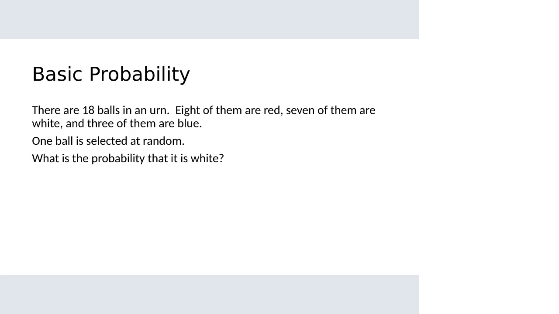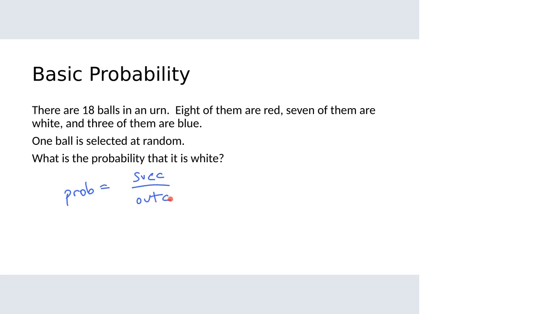Basic probability. There are 18 balls in an urn. 8 of them are red, 7 of them are white, and 3 of them are blue. One ball is selected at random. What's the probability that it is white? What this is about is the main idea about probability, which is successes over outcomes.